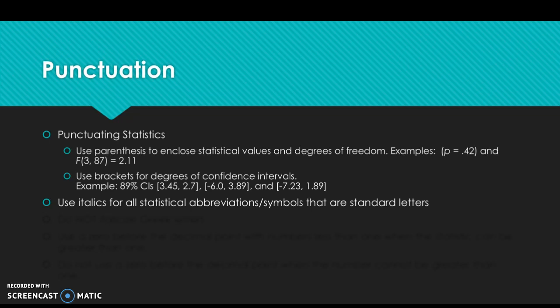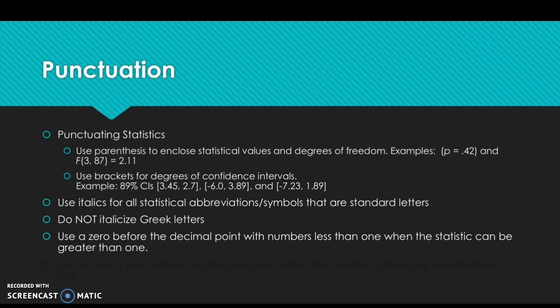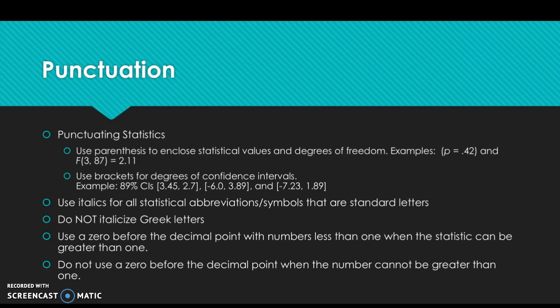Use italics for all statistical abbreviations or symbols that are standard letters. Anything from A to Z should be italicized. Do not italicize Greek letters, however. Use a 0 before the decimal point when numbers are less than 1, when the statistic can be greater than 1. Do not use a 0 before the decimal when the number cannot be greater than 1.